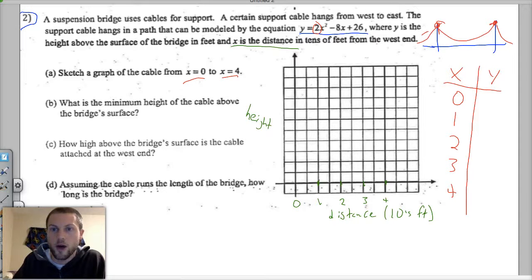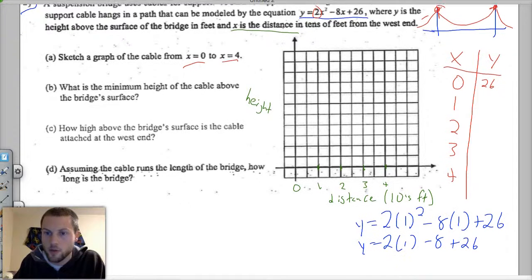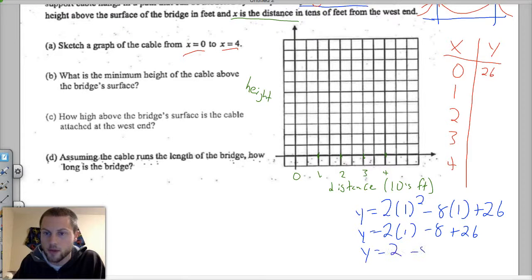If I plug in 0 for x, I'm going to get all these values to drop out except for the 26. If I plug in 1 for x, I'm going to get y equals 2 times 1 squared minus 8 times 1 plus 26. And so I'll get y equals, use my exponent first, so this is 2 times 1 minus 8 times 1, which is 8, plus 26. And once I push all these numbers together, I'm going to get y equals 2 minus 8 plus 26, or let's see, that's negative 6 plus 20, so that's going to be a 20.